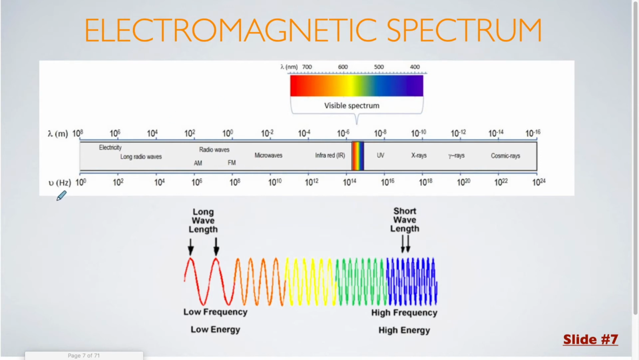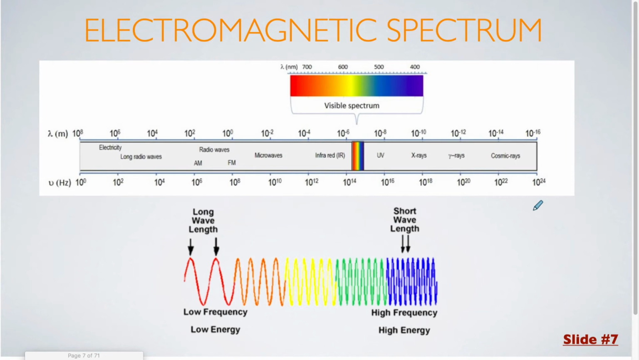On the bottom, we have our frequency, or hertz. On the far left side, we have very low frequencies, so 10 to the 0 power, and as we move closer to the right, we're going to have much higher frequencies. So based on that, you can see that as your wavelength is getting shorter, your frequency is going up. This should make sense because if you have shorter waves, you can fit more of them within a given amount of space or within a certain amount of time.